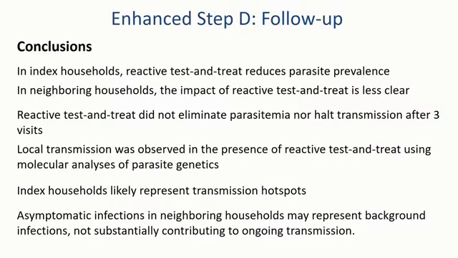And from this, it looks like within these index households, where we see the highest parasitemia and we actually see an impact of the intervention, these likely represent transmission hotspots in the area. So where we're actually seeing the local transmission is within those index households where we're seeing higher parasitemic cases and higher burden of cases. And those infections that we're detecting in the neighboring households likely represent more background infections, afebrile, asymptomatic, that may not be substantially contributing to maintaining transmission in this area.